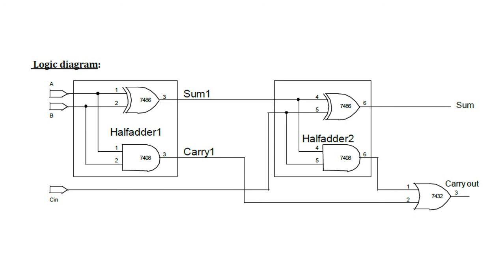Now this sum is connected to the second half adder circuit, so here 7486. The fifth pin has one more input connected to C in. The sixth pin is the output of the final expression, the sum. The final expression for this one is A XOR B XOR C.